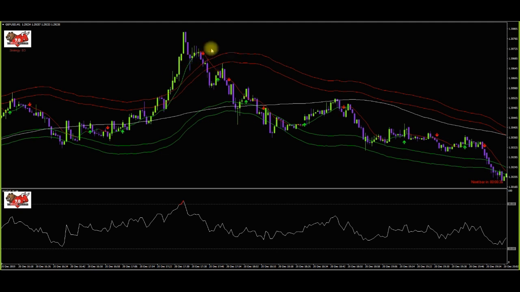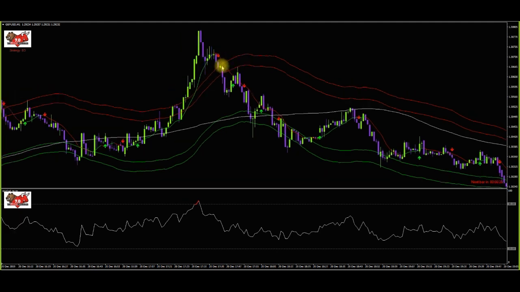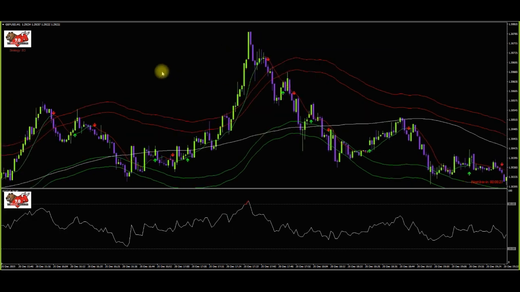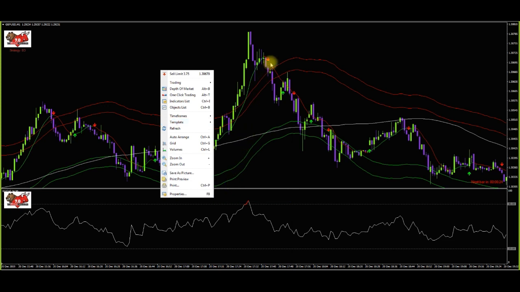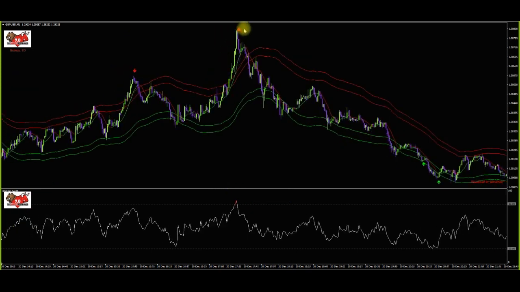And looking at these two signals again, notice how we pop a signal outside of the zone. Now this would be the standard BD settings, but what I do is load up my default settings, which as you can see is something like this. And notice how the arrows come in earlier.